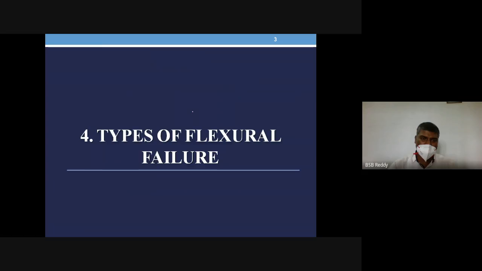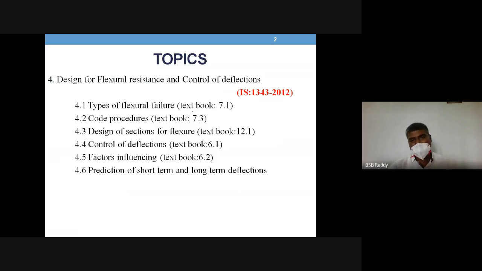So these are the contents in unit 4. You can see half of the syllabus is purely on flexure, that is, the limit state of collapse. The other one is deflection, a limit state of serviceability. So both are covered in unit 4.